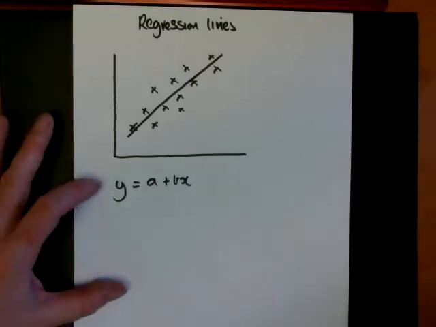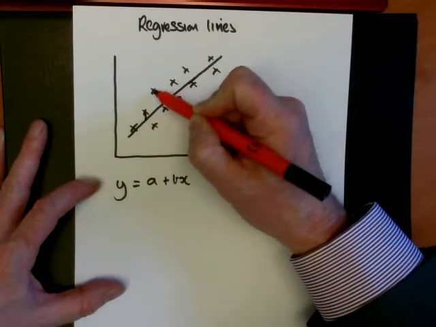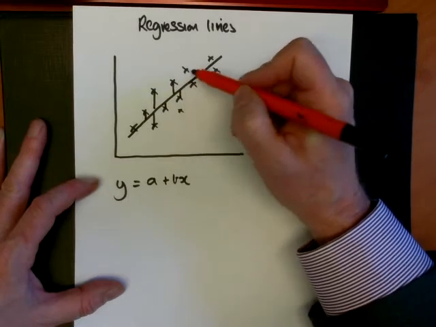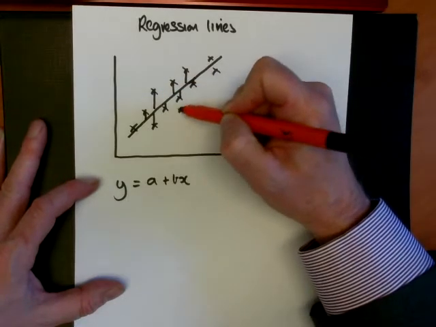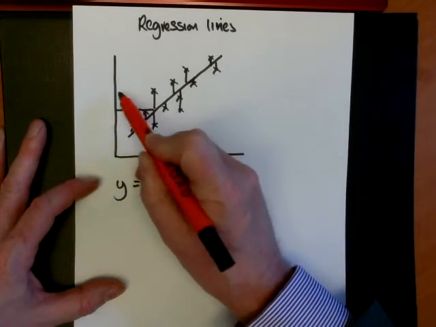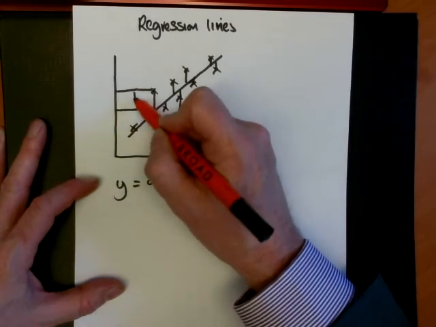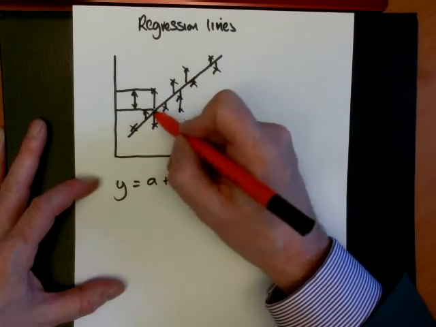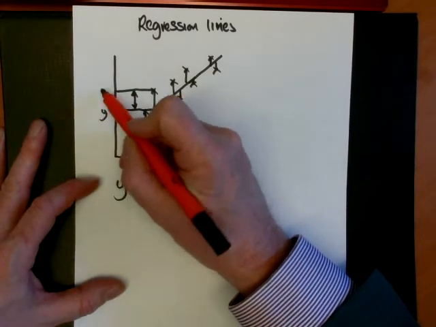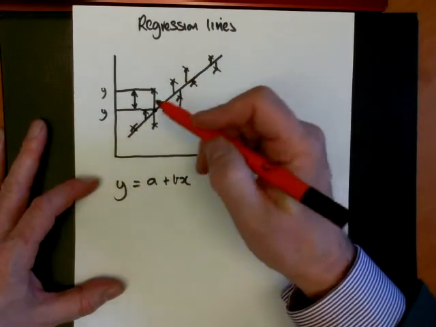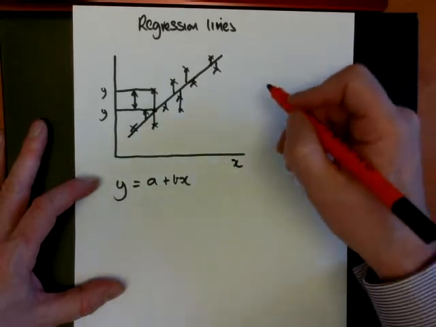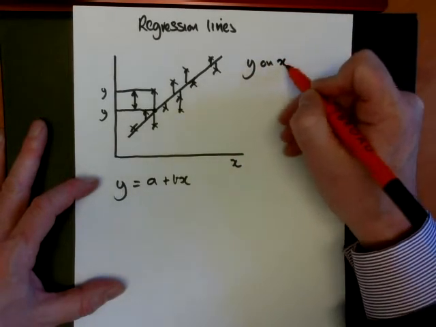But to start with, I'm just going to try and explain a little bit about the line of best fit. The line of best fit is positioned so that these differences that you can see that I'm drawing are minimised. And the differences that we're looking at are called y on x differences, because we're looking at the difference between the value predicted by the line for y and the actual value of y. This is the difference we're trying to minimise. So this is called a y on x regression line.